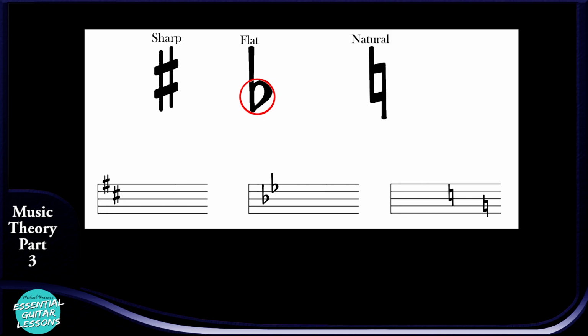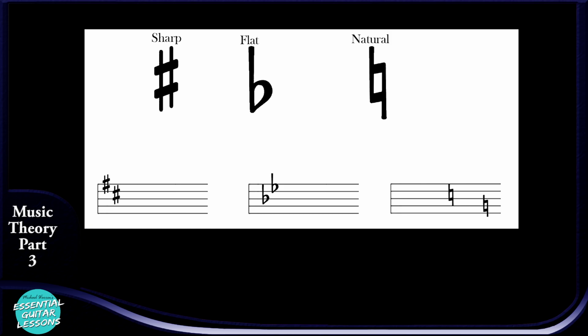And the same with the natural, we look at the square in the middle and see if that's on a line or in a space and work it out from there. So it's similar to our notes where we're looking at the note head. Now when a sharp, a flat or a natural are placed in our song, they are called an accidental. So not the key signature, not at the start of each staff, any other place in the song, we call them accidentals.